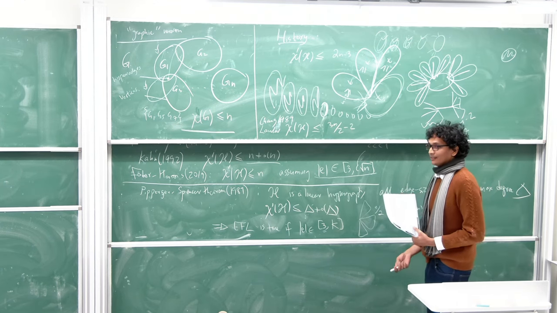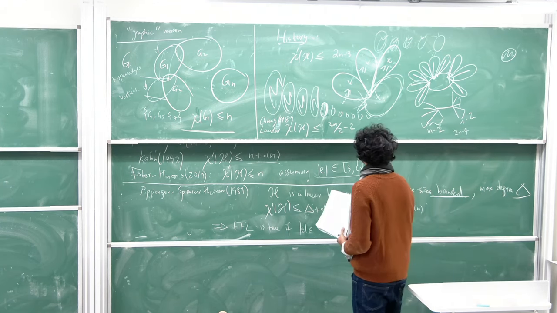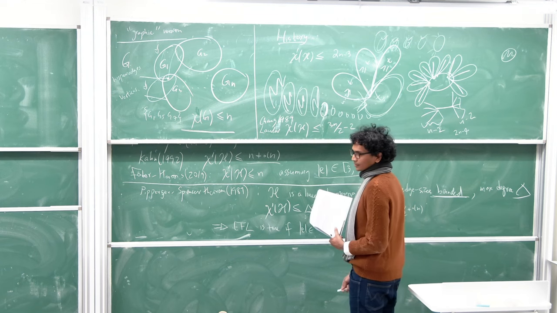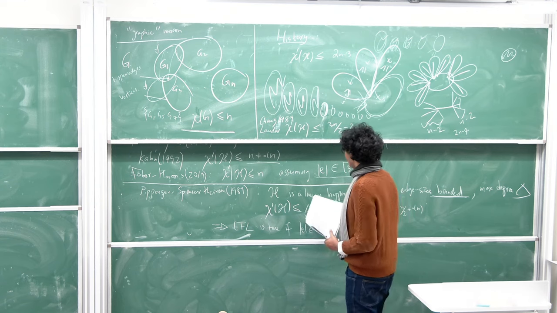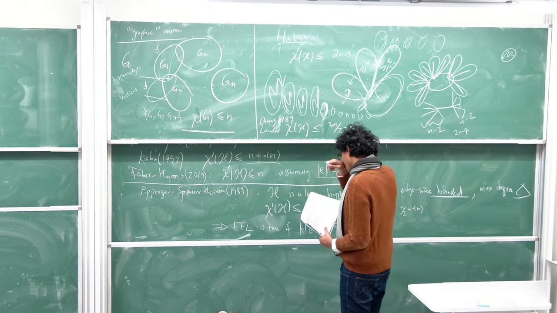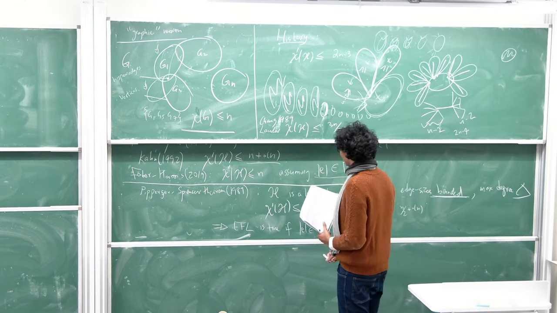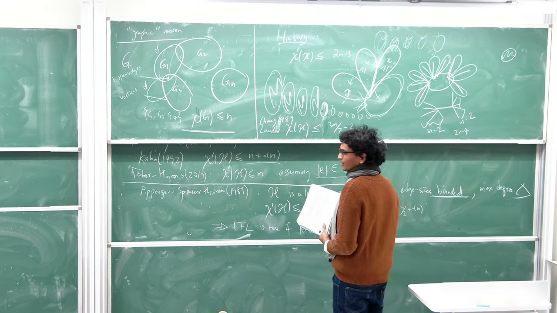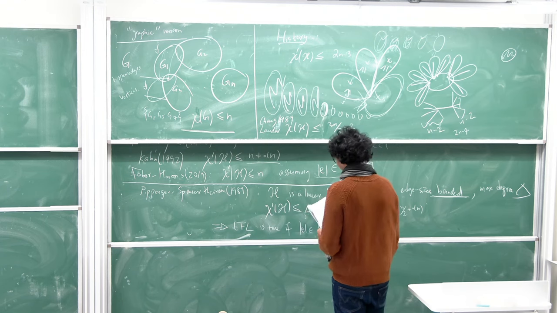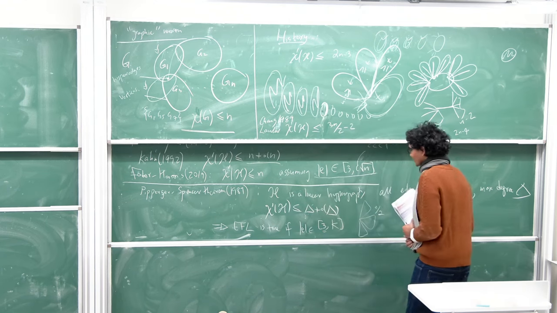In that theorem, is delta a constant? No, delta is not a constant. And when you say little o of delta, is it as a function of n, or delta independent of n? Well, delta we usually imagine as a function of n. Yeah, okay. Right. Yeah, at least in the applications, yes.